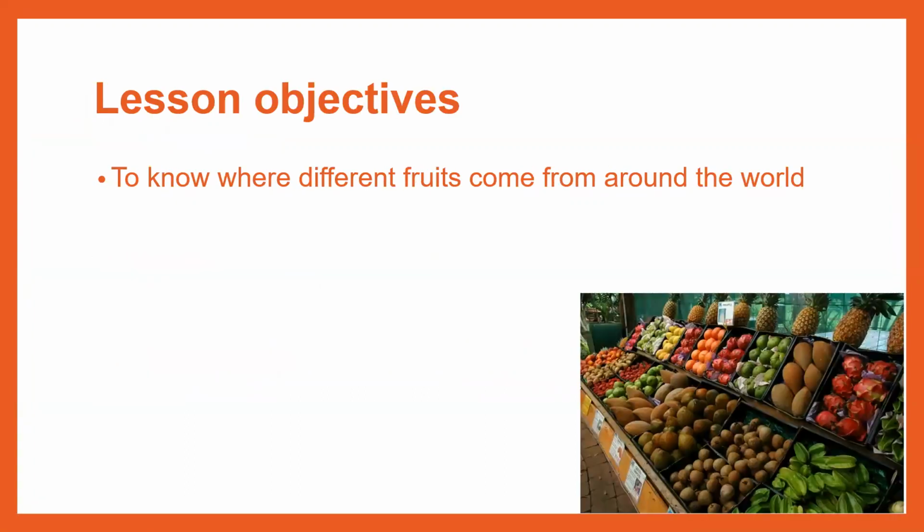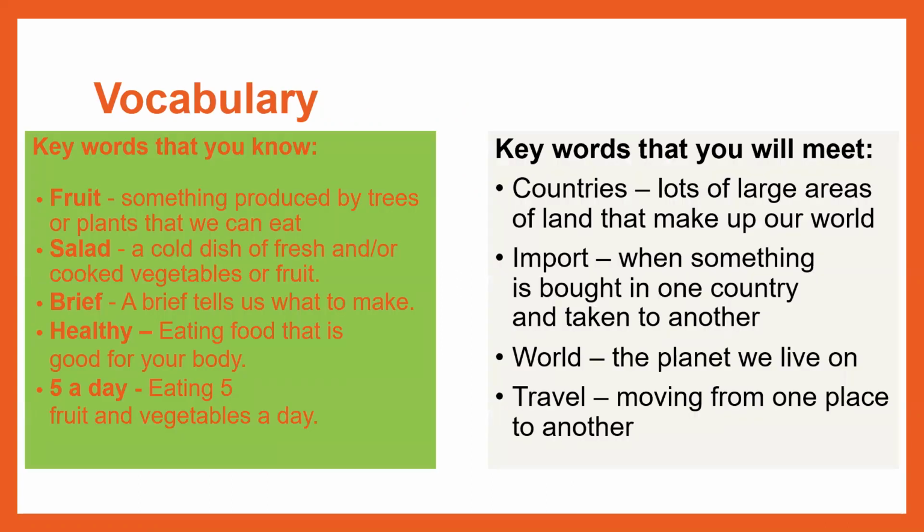So our lesson objective today is to know where different fruits come from around the world. Our vocabulary. So the keywords that you already know are fruit, salad, brief, healthy, and 5 a day. And the keywords that you will meet, my turn, your turn. Countries.